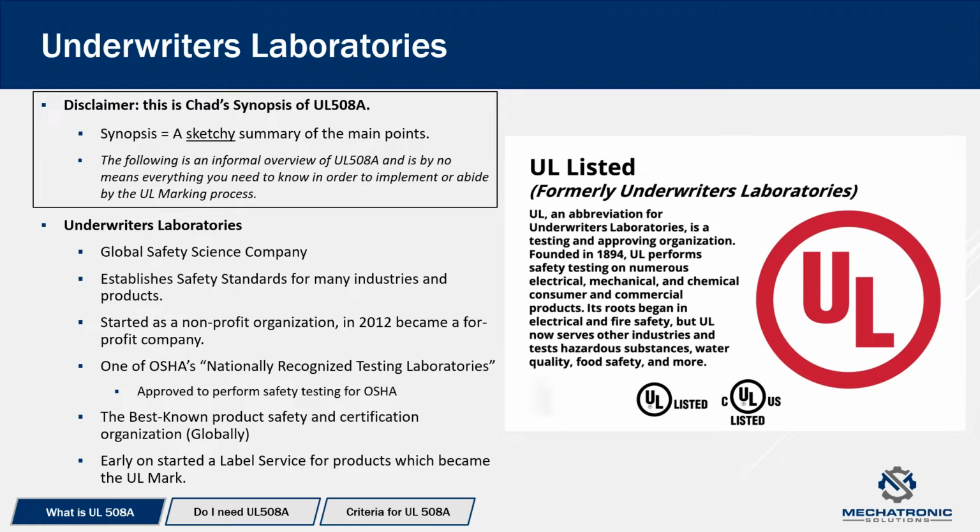Early on, they started a label service for products, which became the UL mark. And that was like starting in early 1900s. So the products that passed the UL testing and regular inspection got to label with this UL mark. And you're going to see that on everything from extension cords to vacuum cleaners, microwave ovens, computers. Everybody's pretty familiar with the symbolic UL mark.